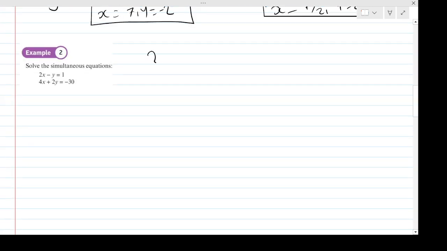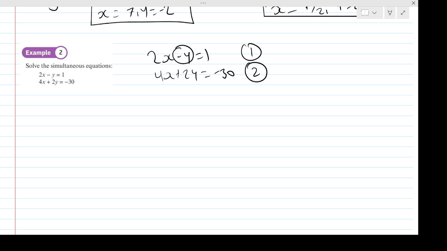Solve the simultaneous equations. 2x minus y is 1. 4x add 2y is minus 30. Cool, 1 and 2. I'm going to solve by substitution. So the first one, I'm going to substitute y, because that's the only one without a number in front, so it makes it very easy to rearrange. So y is going to equal 2x minus 1, if I rearrange equation 1 here. Hopefully you can see that. So by adding y to both sides and then getting rid of 1 from both sides, I get 2x minus 1 equals y. Cool. So that's equation 1.